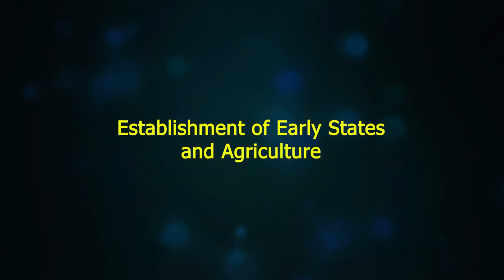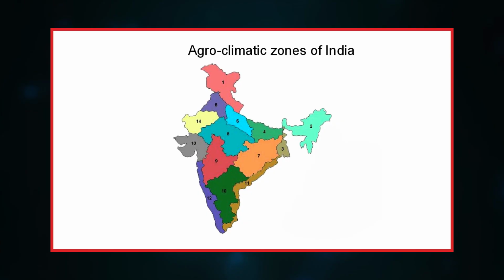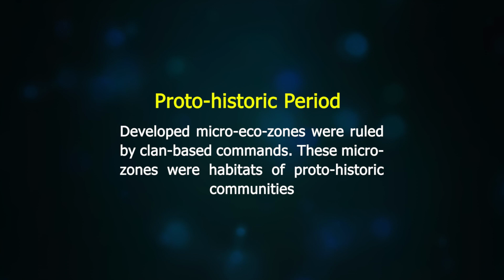Establishment of early states and agriculture. The process of state formation offers insight into the development, interaction, and integration of ecozones in early peninsular India. Three major phases in the process of state formation have been identified in the Tamil region. In the proto-historic period, developed micro-ecozones were ruled by clan-based commands. These microzones were habitats of proto-historic communities.